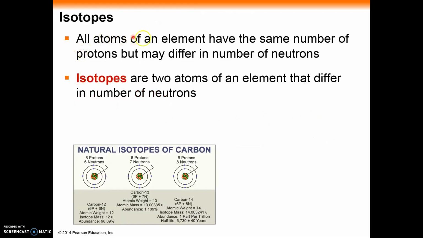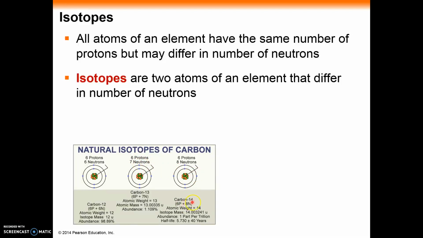Now, all atoms of an element have the same number of protons, but they can actually vary in the number of neutrons. When we have an element that has different numbers of neutrons, we refer to those different versions as isotopes. So here's an example of carbon. We have carbon 12, which has 6 protons and 6 neutrons. We have carbon 13, which has, again, 6 protons, doesn't change, but now has 7 neutrons.